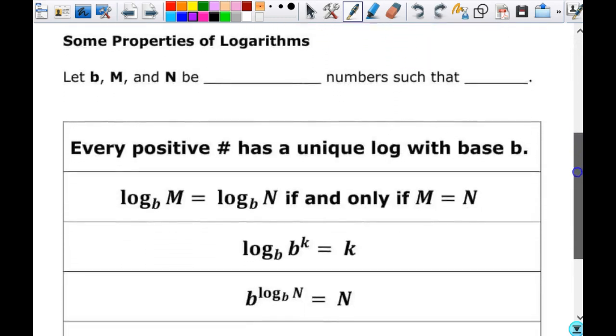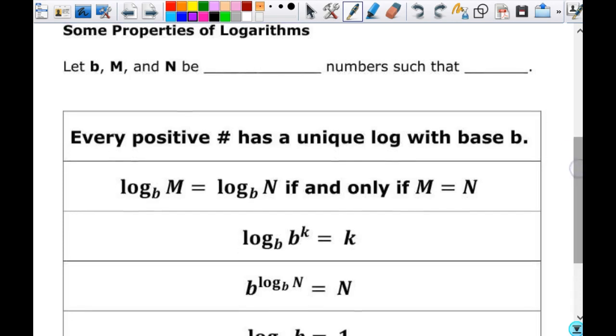All right, so some properties of logarithms. All these properties down here use b, m, and n, and those numbers always have to be what? Can you use negative numbers? Can you have a negative base? No. Can you take the log of a negative number? No. So b, m, and n always have to be positive numbers. Can you have a log base 1? The answer to that is no, so b cannot equal 1. Can b be a fraction? Yes, it can be a fraction. It just can't be 1. It has to be positive, which means it also isn't 0 or anything negative.